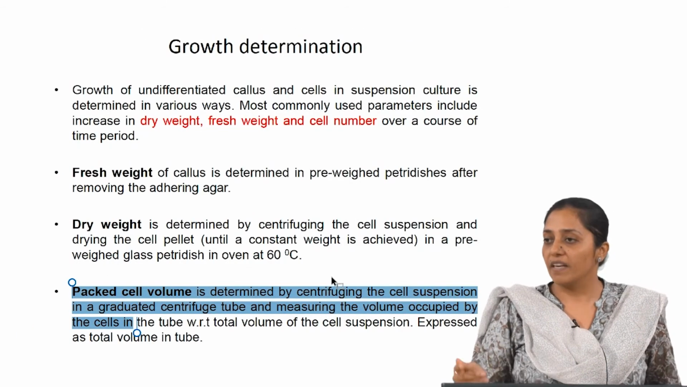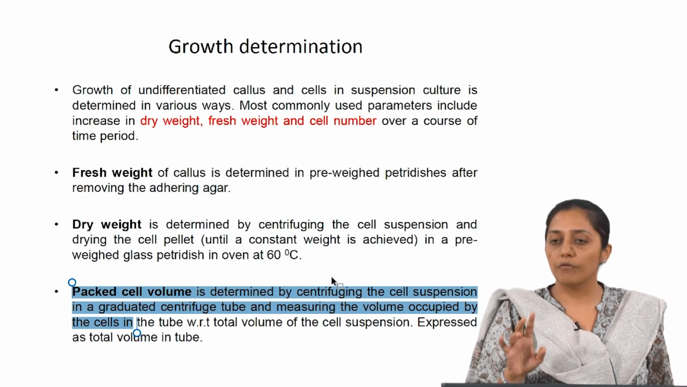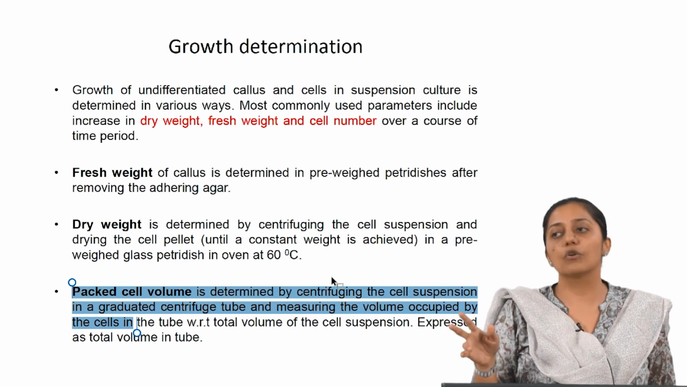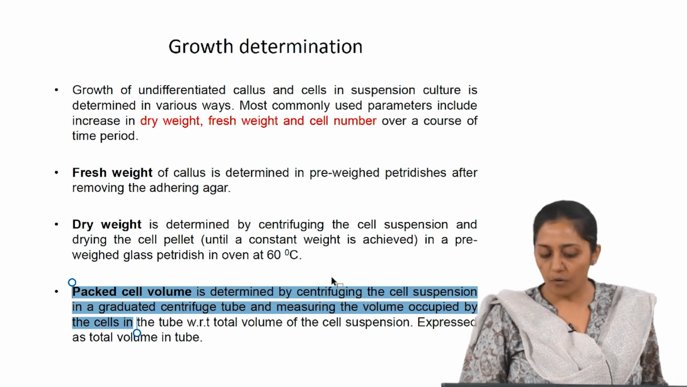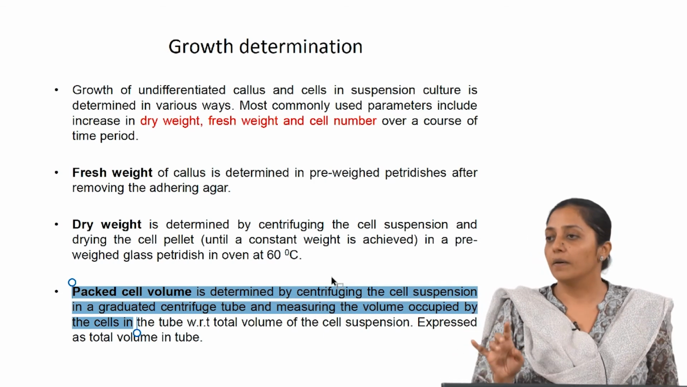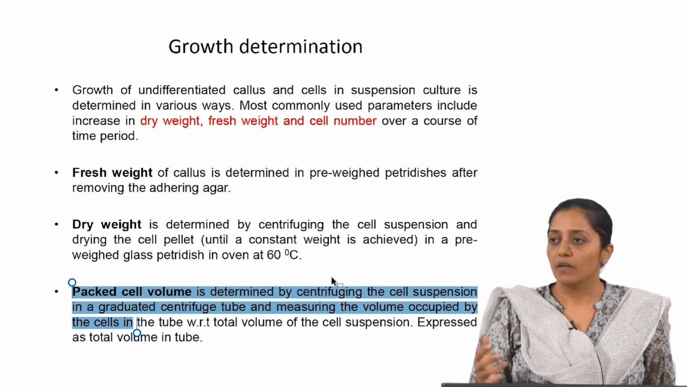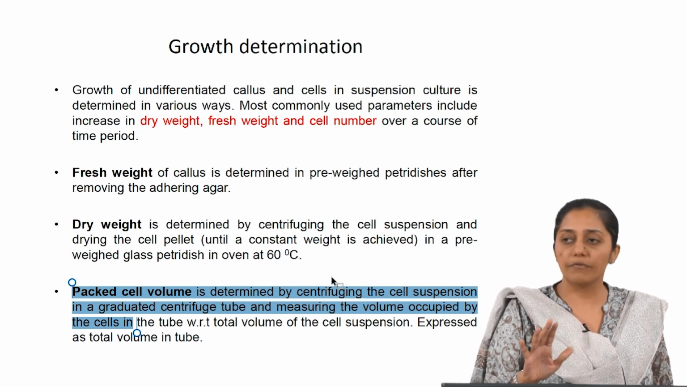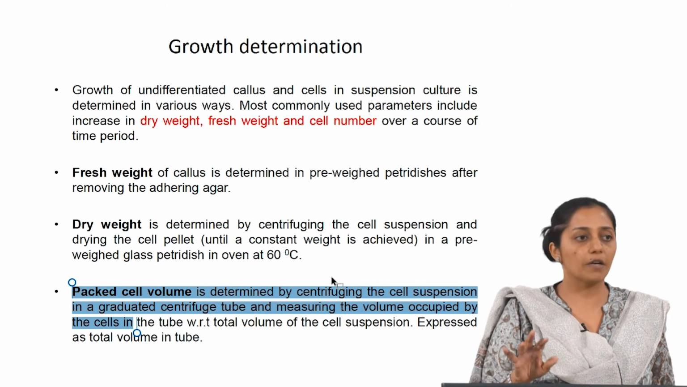So, before we begin with different forms of culture, it is important for us to know 2 things. One is, how will we find whether the cells are growing, and the second is, how will you find whether the cells are viable. So, what parameters do we use to quantify plant cell growth or plant tissue growth?